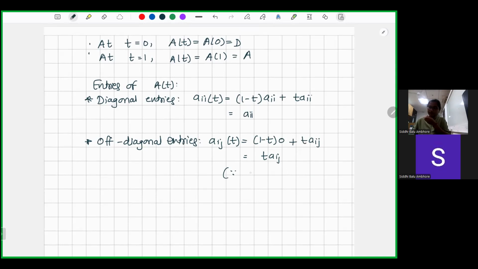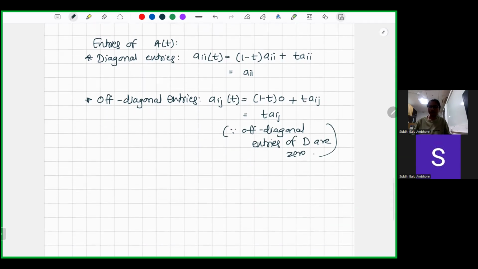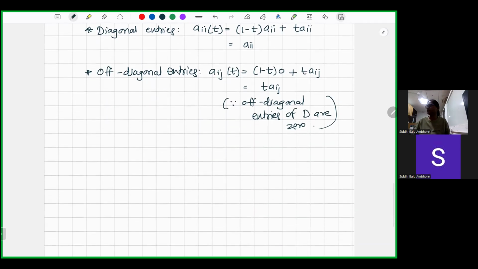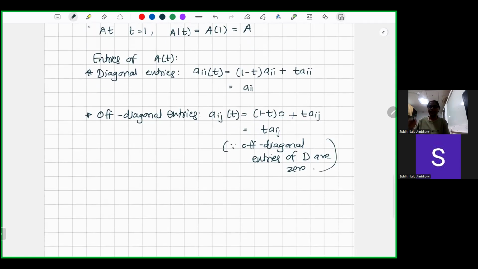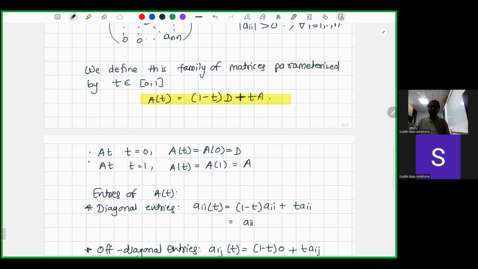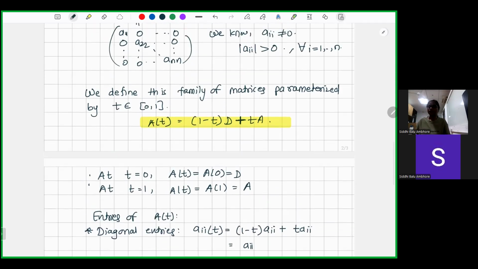Or let me write this explicitly. Off diagonal entries of D are 0. Okay, so we have this information. So at each entry of A_t, or each entry of this matrix, it is a smooth function.